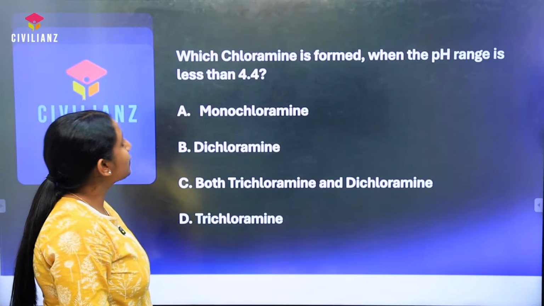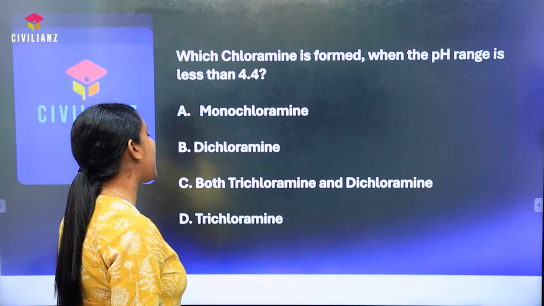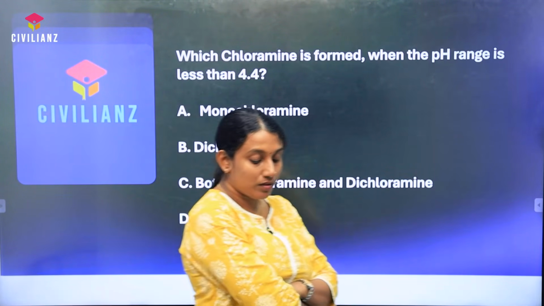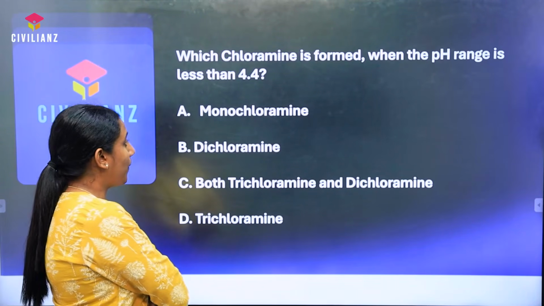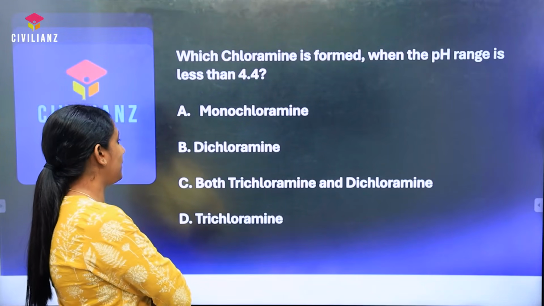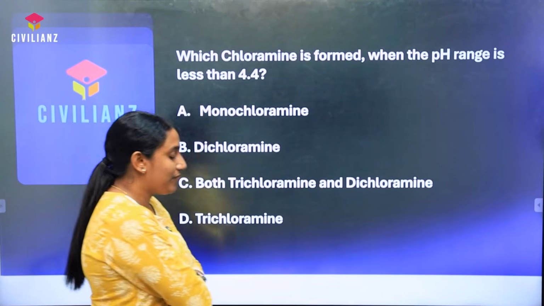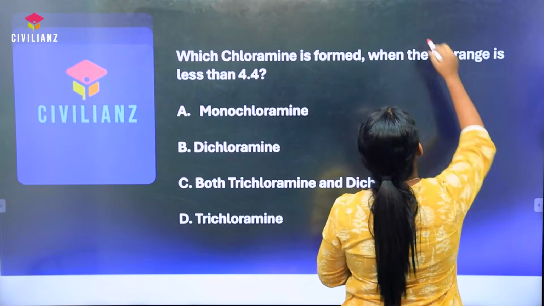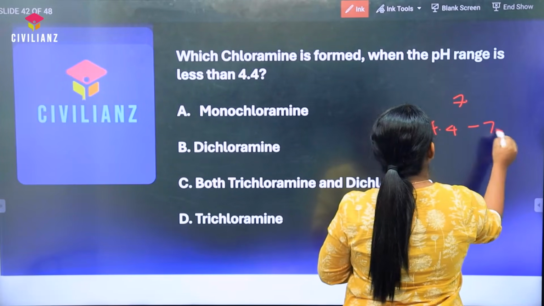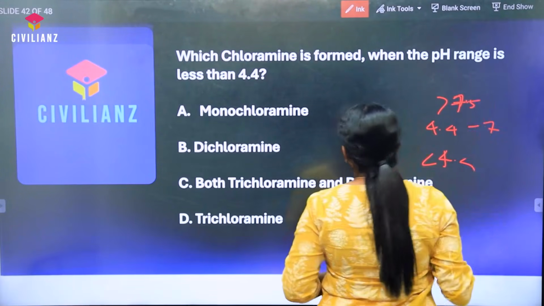Last question. Which chloramine is formed when the pH range is less than 4.4? The options are monochloramines, dichloramines, both trichloramines and dichloramines, or trichloramines. Which chloramine is formed when the pH is less than 4.5? If the range is 4.4 to 7, next, less than 4.4 or greater than. Which one?